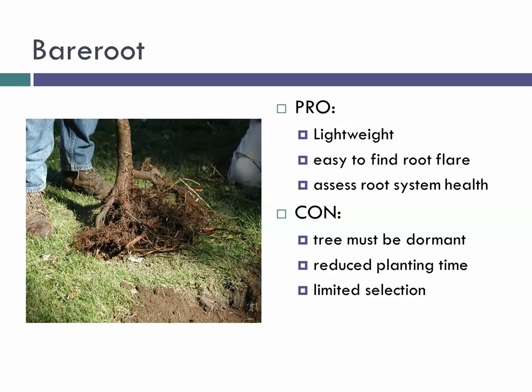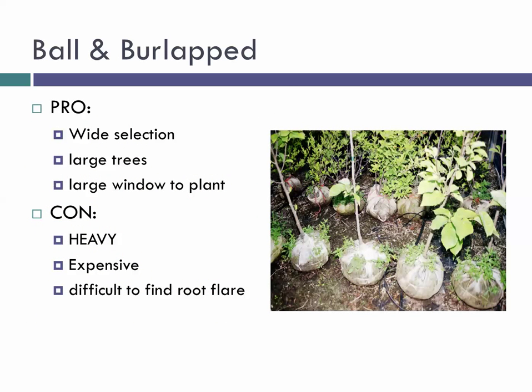Also, because the process of bare root planting is so traumatic on the tree, you're going to get a limited selection. Not everything could take the trauma and stress of being bare rooted. For B&B, this is where we're going to get the wide selection of trees. Most things come as ball and burlap. You can pretty much get an instantaneous landscape by getting some really large trees, and you can plant them pretty much any time of the year that the ground is workable.